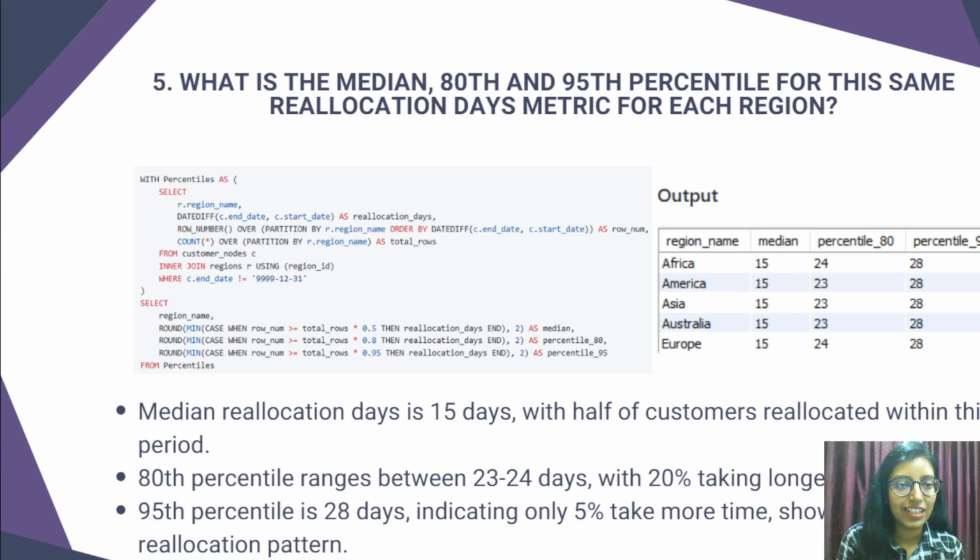This is the way I wrote the query and we got the result for each region, like Africa. I also provided the insights in written form. The median reallocation days is 15 across all regions, and the 80th percentile ranges between 23 to 25, 24 days. This way we can draw insights from this.